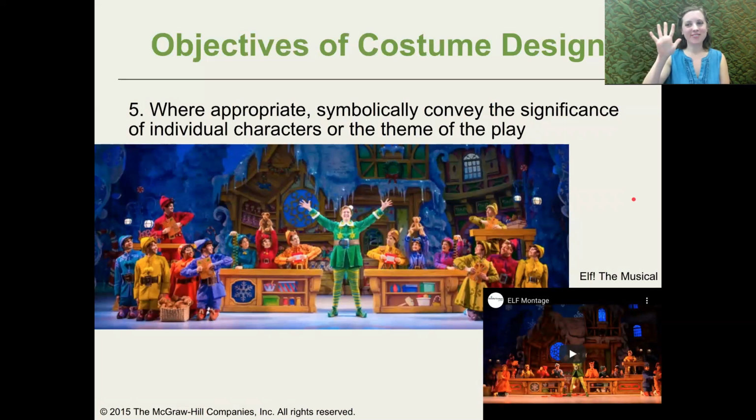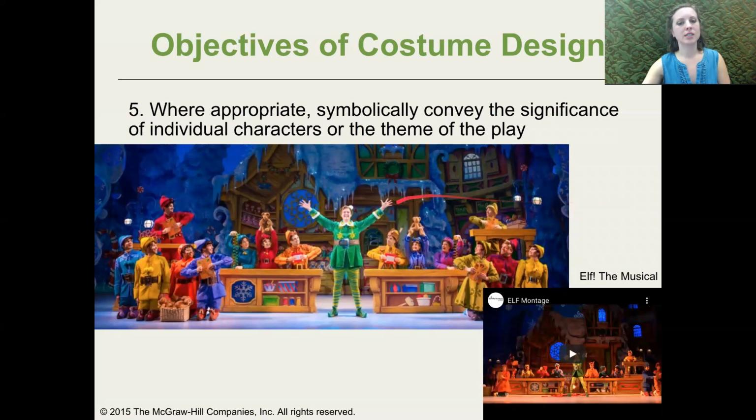All right, number 5, where appropriate, symbolically convey the significance of individual characters or the theme of the play. So this is Elf the musical. I'm sure you guys are all familiar with Elf the movie, and yes, they did turn it into a musical. This is another one of the shows that Anna has worked on. For this one, she was also the national tour costume coordinator. So again, after the show was done on Broadway, all the paperwork and all of the needs for the show got handed over to Anna, and she took it and ran with it. I think she was in this job for 3 years.